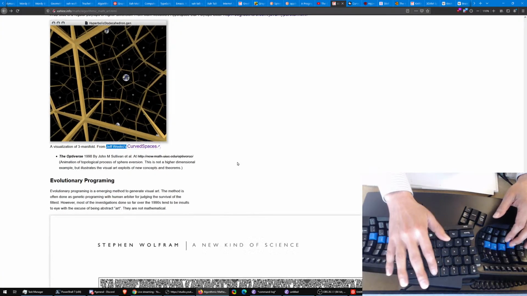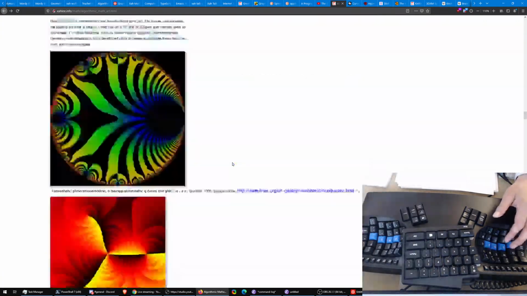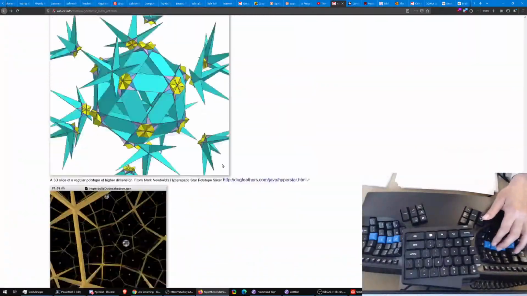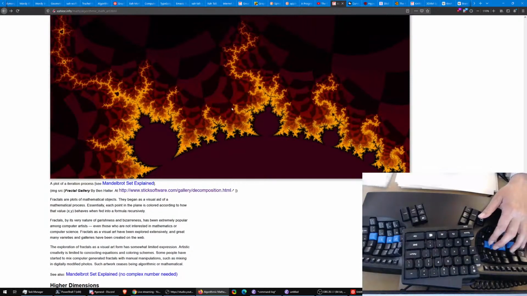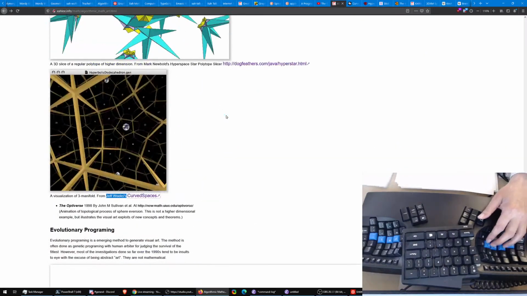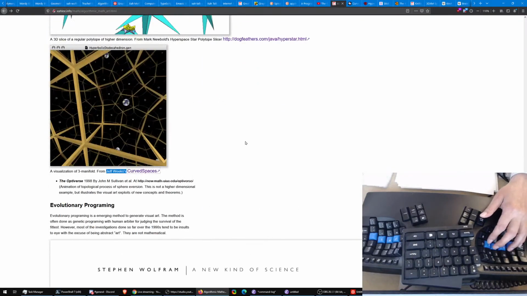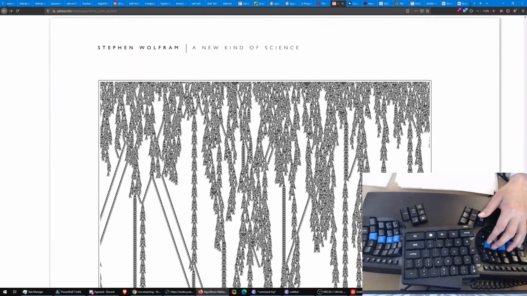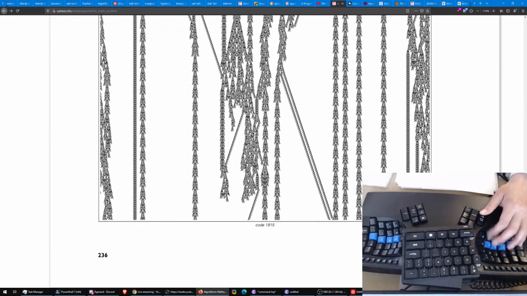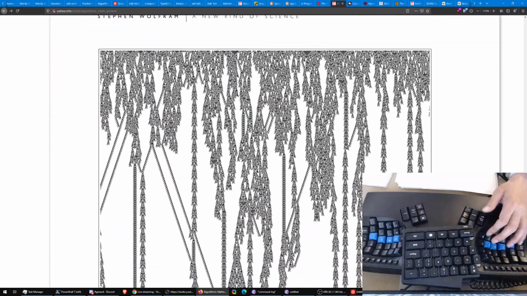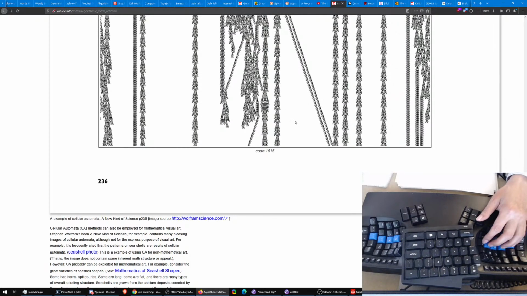Actually, my article is long, and I haven't started to talk about it yet. So you have higher dimensional space. You have fractals, which is a different type of mathematical art. Then higher dimensional space. Then you have evolutionary programming. Now this is the famous Stephen Wolfram's cellular automata. It forms this kind of thing. Also, again, fascinating computation.